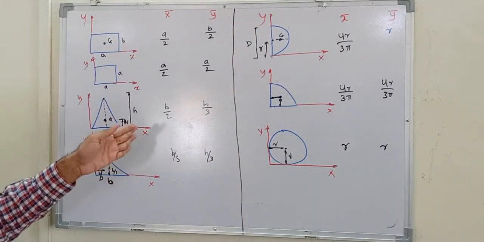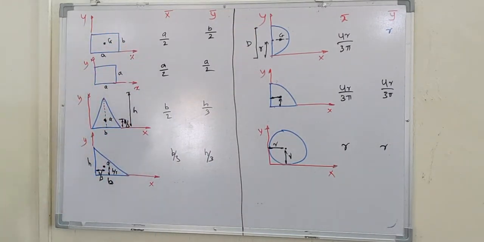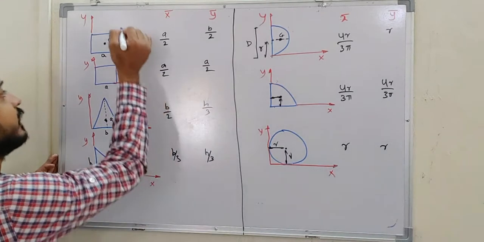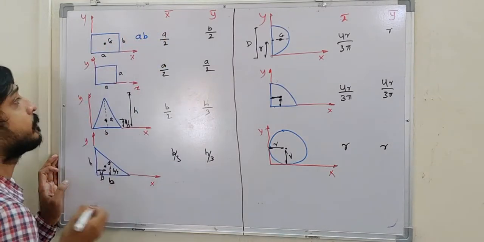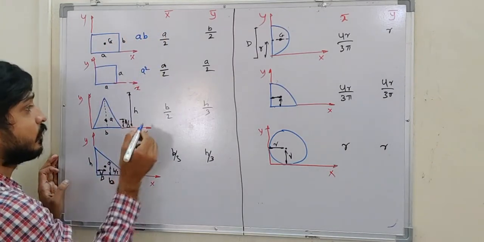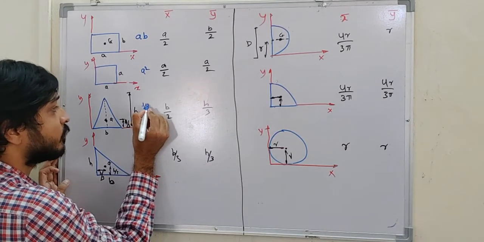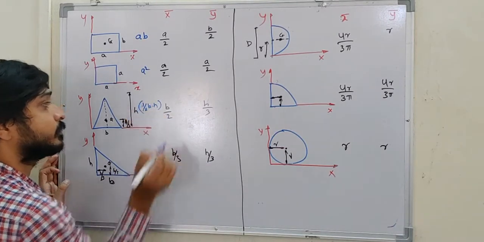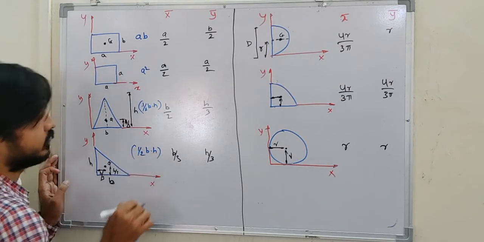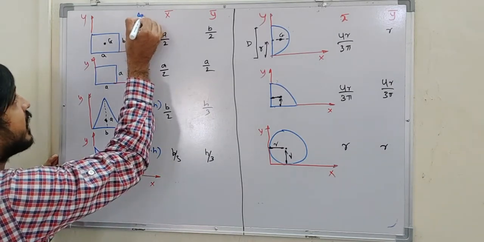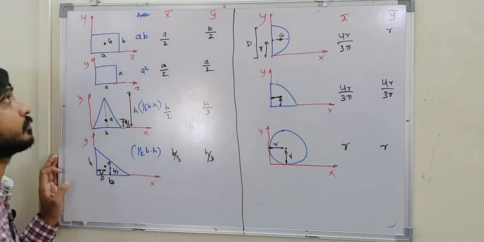Make one more column here and write down the areas. Okay, so those are also required. So for this I'll write area here. This is A into B, which is the area. For this A square. For this what is the area? Half of base into height. For this also half of base into height. These are the areas. Okay, I'm writing the area in blue pen.